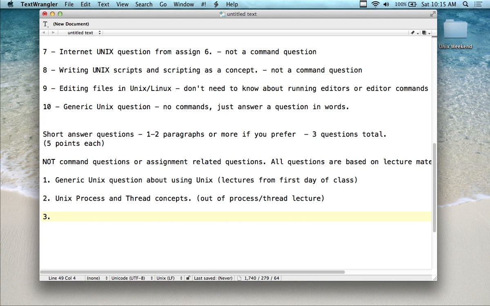Okay, so that's number 2. The last question on the exam. It's a shell scripting question, but you don't have to write a shell script.